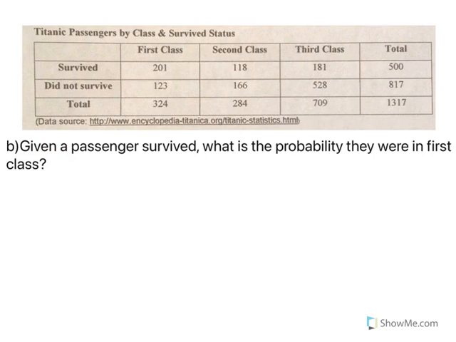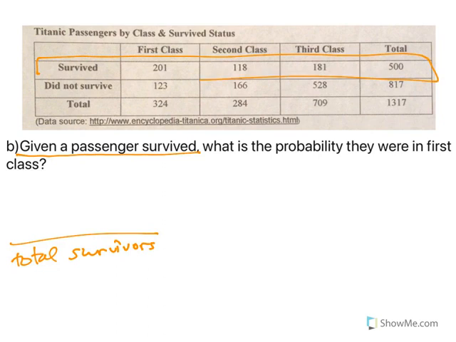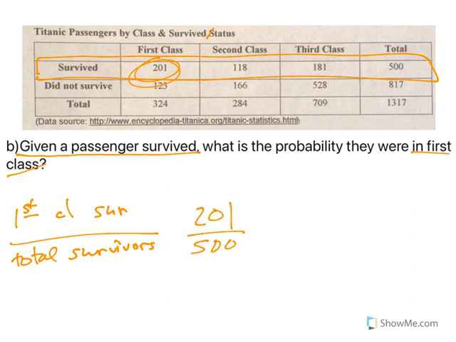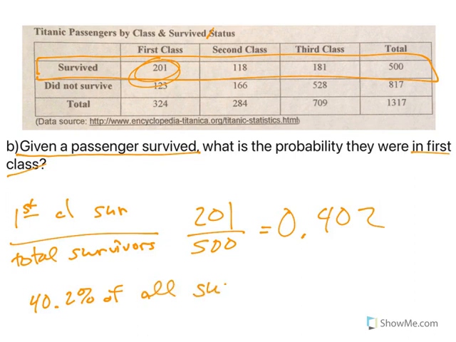Part B, given a passenger survived. So now we're looking at total survivors, all of the people that survived. So now we're looking at the first row, total survivors. What is the probability they were in first class? So we are still looking at first class survivors, but our denominator changes. So now we're looking at 201 over 500. And that comes out to be 0.402. So that means 40.2% of all survivors came from first class.